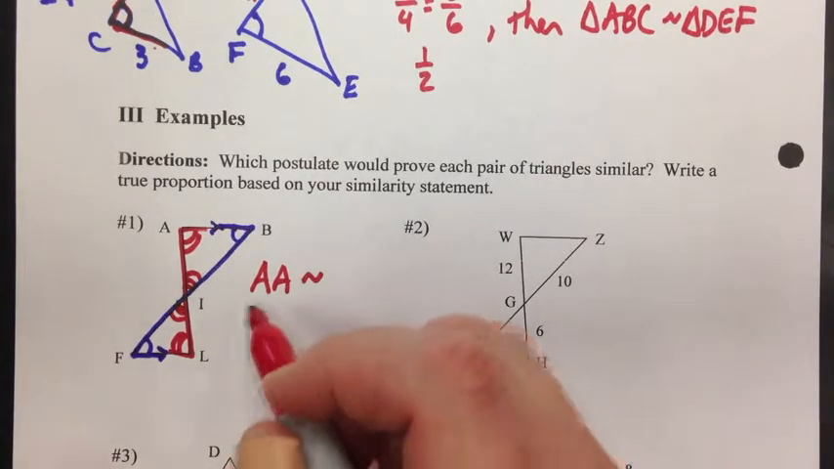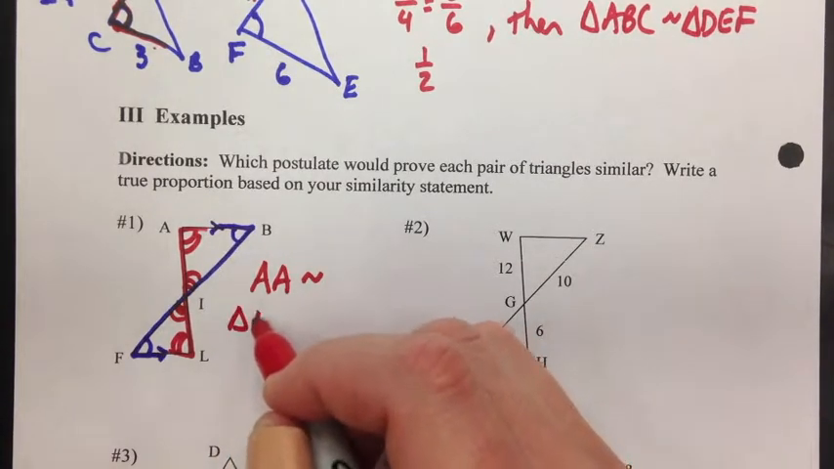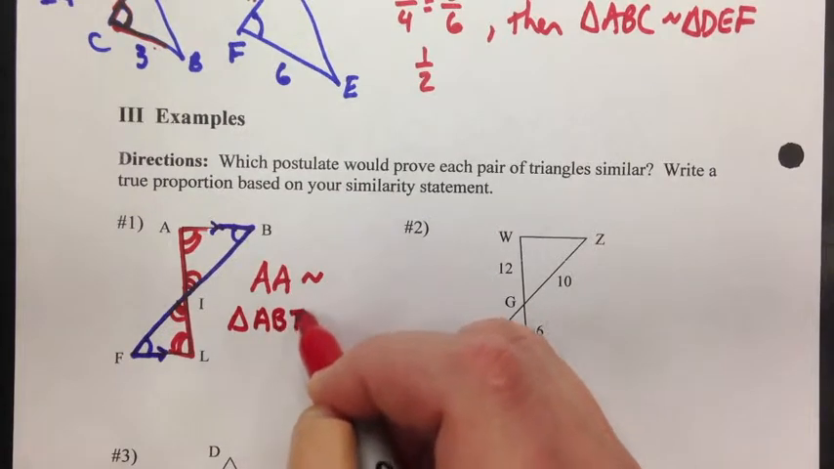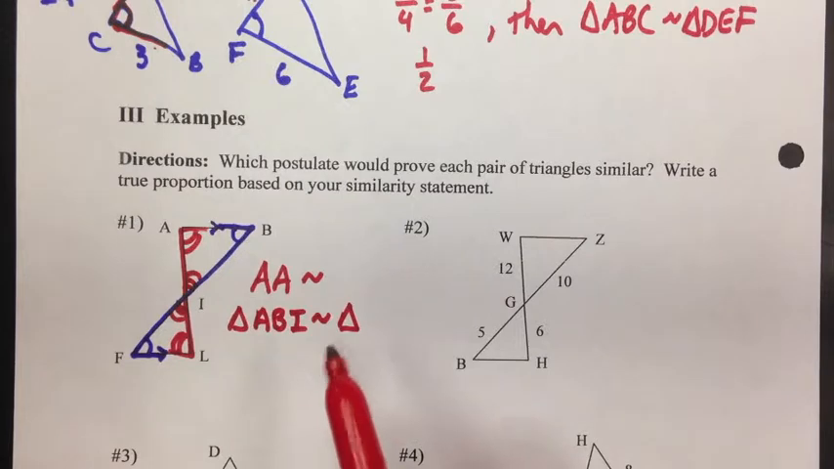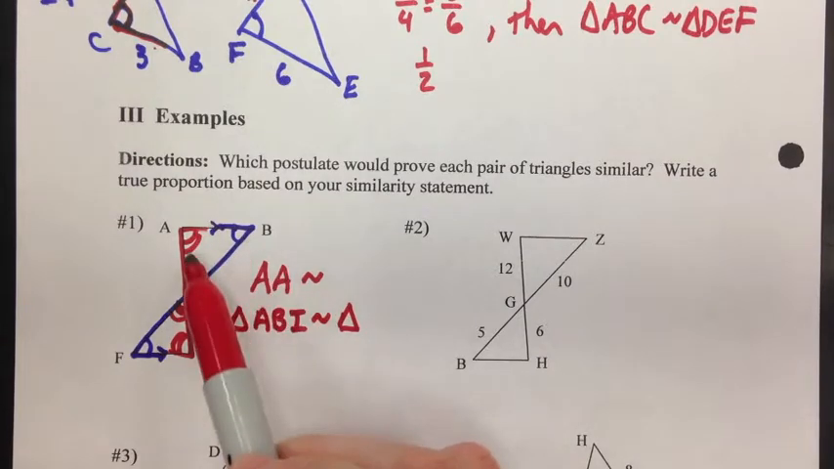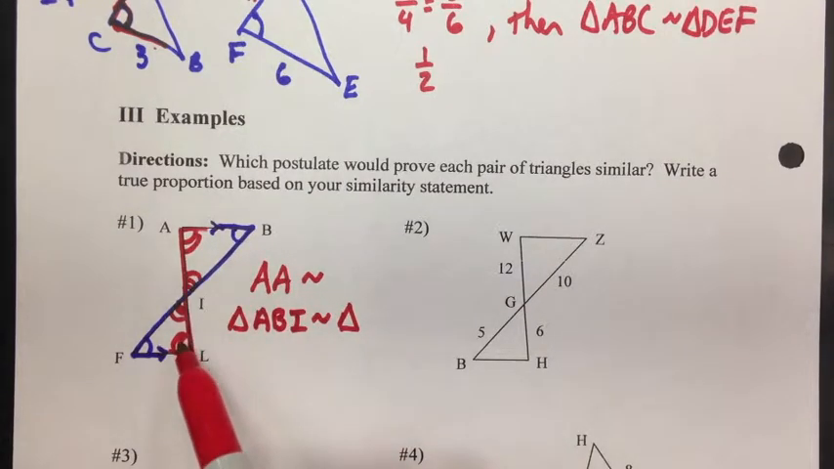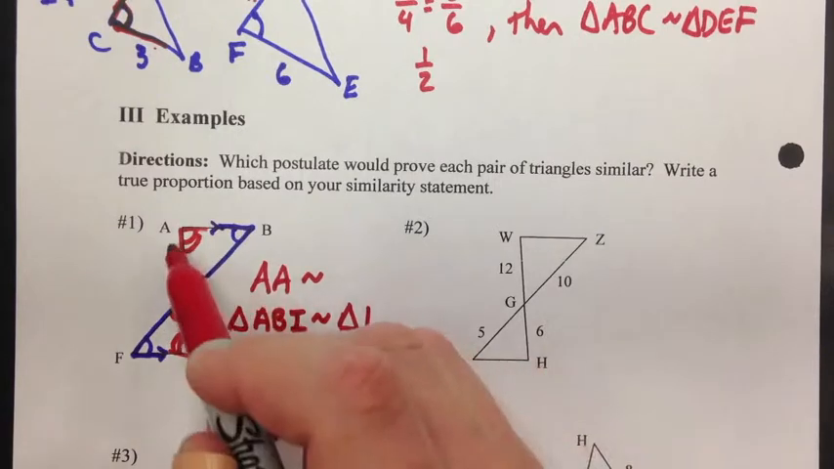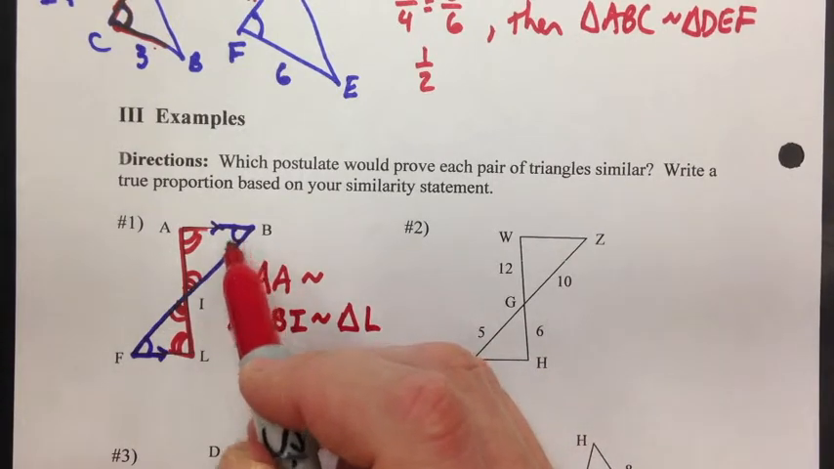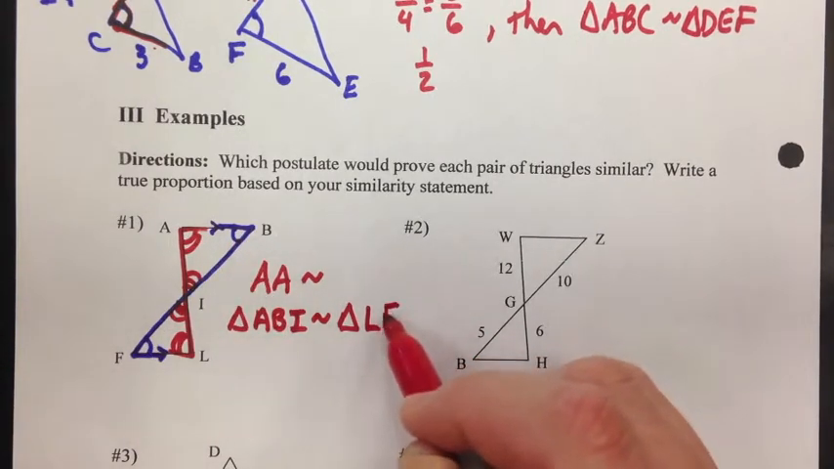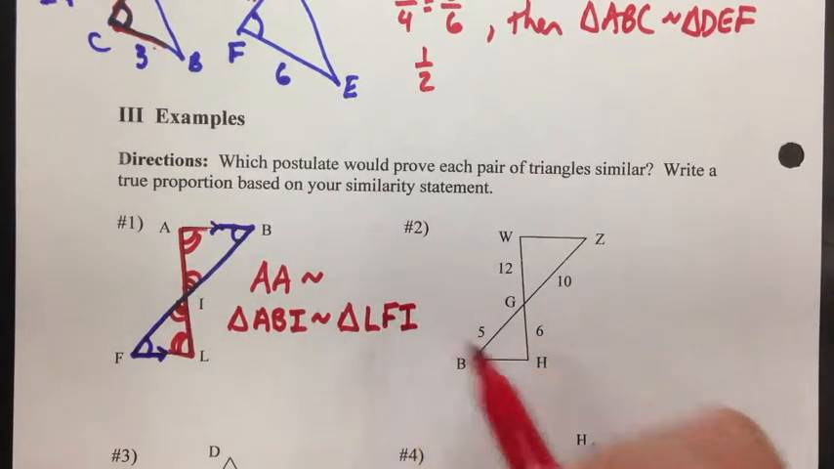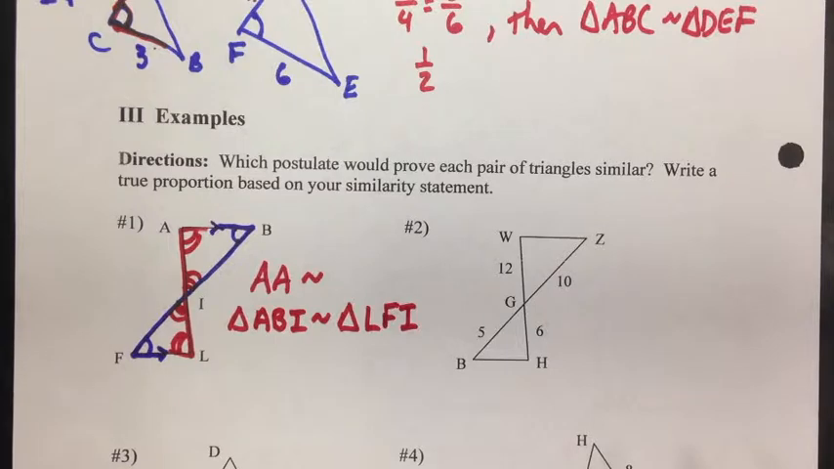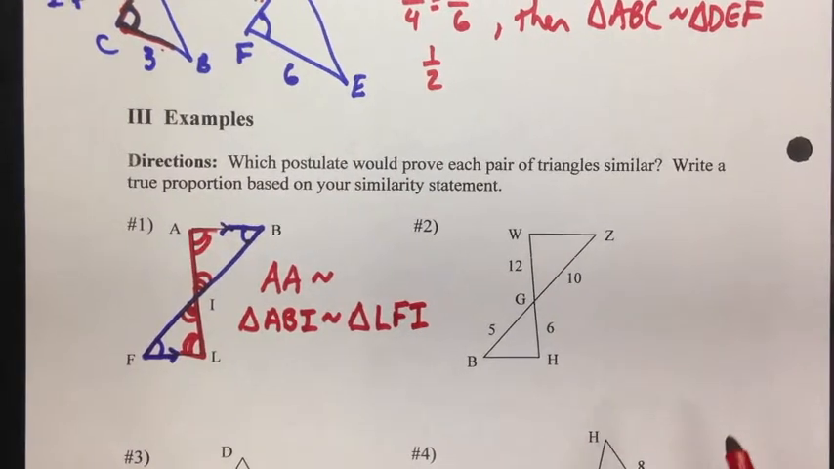We could say that triangle ABI is similar to triangle. Now I have to match this up correctly. A matches up with L. Those are both two arcs. B matches up with F. Those are one arc. And then I matches up with itself. Triangle ABI is similar to triangle LFI.